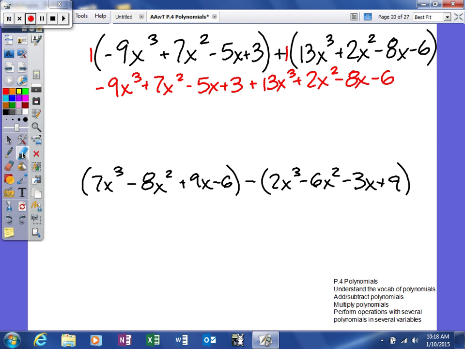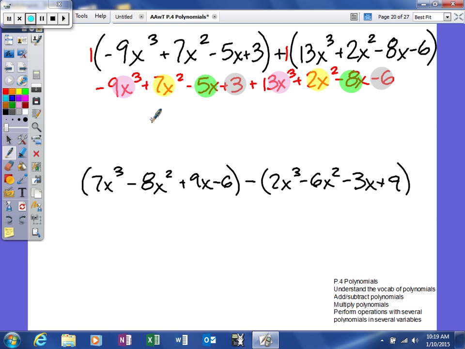So now we're looking for like terms. Like terms, same variables, same exponents. Those are like terms. Those are like terms. Those are like terms. And then lastly, those are like terms. So all we're going to do is put together the like terms. Remembering, when you combine like terms, all you're going to do is you're going to add the coefficients together. The base and the exponent will stay the same.